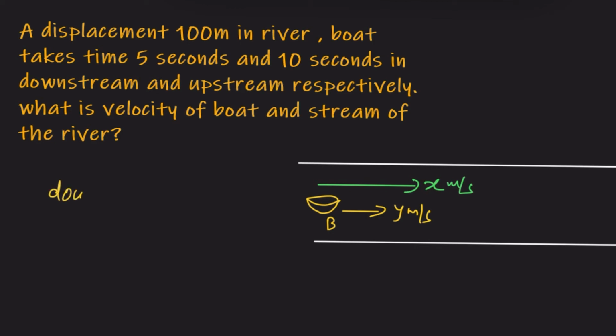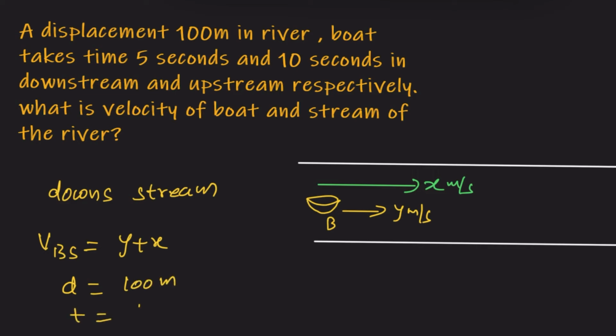So in downstream, the velocity of the boat with the stream is the velocity of the boat plus the velocity of the stream, that is equal to y plus x. Now the question is, in downstream it takes 5 seconds to cover 100 meters. So distance is equal to 100 meters and time is equal to 5 seconds. We know that distance is equal to speed into time. So 100 is equal to the speed, y plus x, times 5 seconds. So this is equation 1.